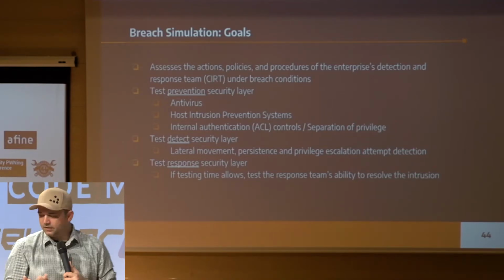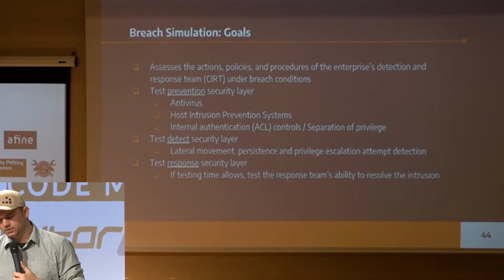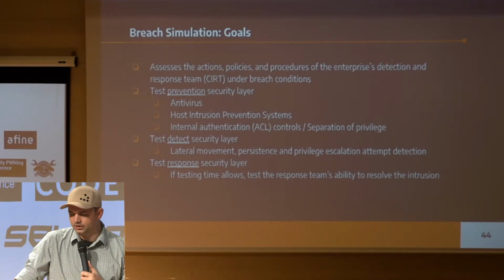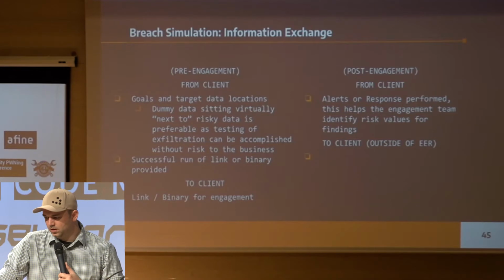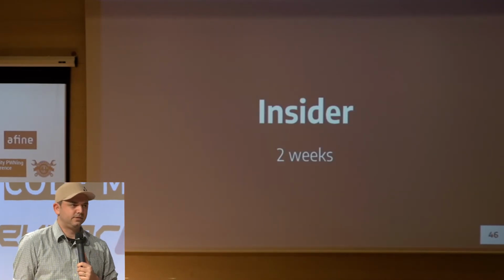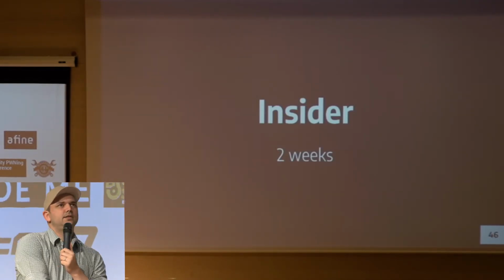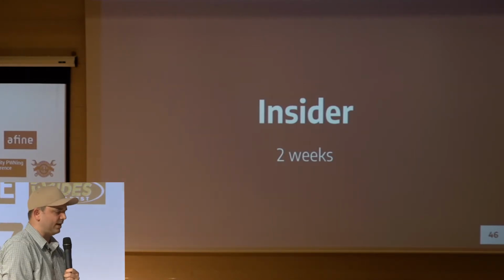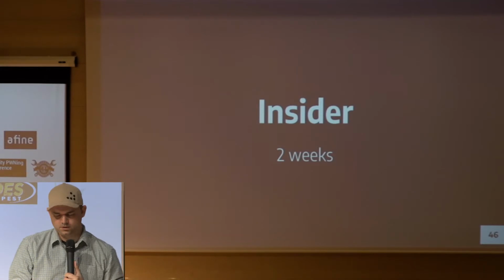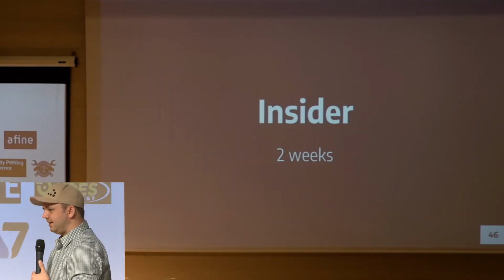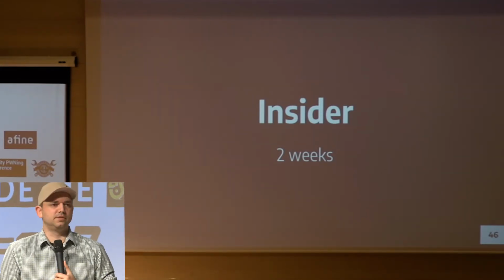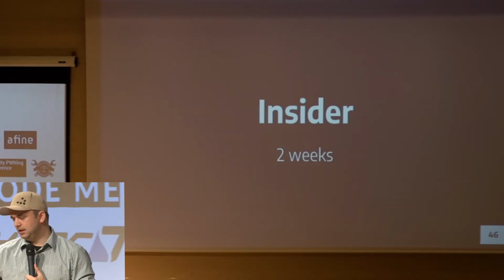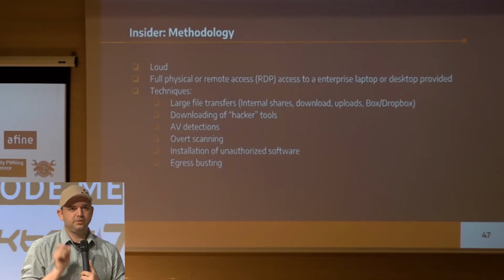Test the prevention layer, see if the antivirus catches it, or host intrusion prevention, and so on. Again, this is for you to talk to your client or partner about. And then insider. This is hard as well. So opportunistic attacker is a difficult engagement for red teams to do. Insider, just as difficult. So the insider is a little sneakier, but still loud.